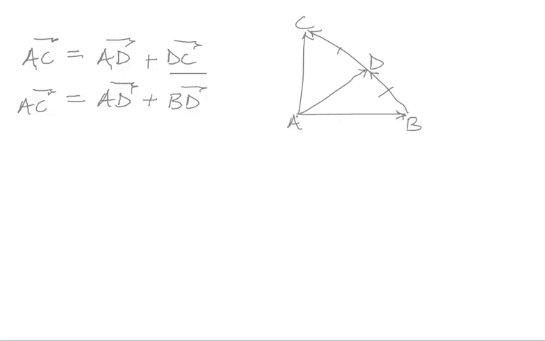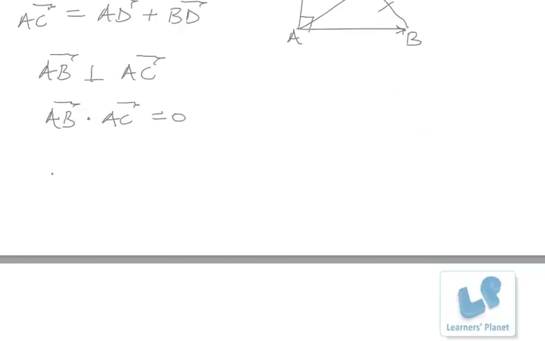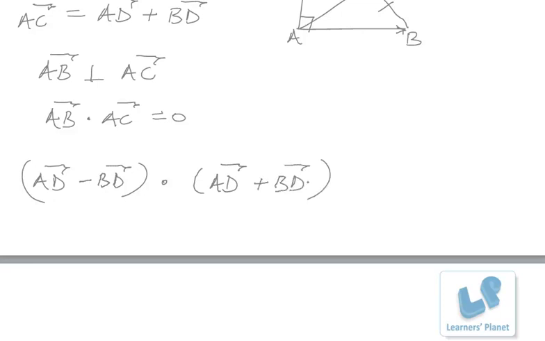Now it is also known that AB and AC are mutually perpendicular. So vector AB is perpendicular to vector AC, therefore their dot product AB dot AC will be equal to 0. Now what is AB? AB is given by AD minus BD. And what is AC? AC is given by AD plus BD, and this should be equal to 0.